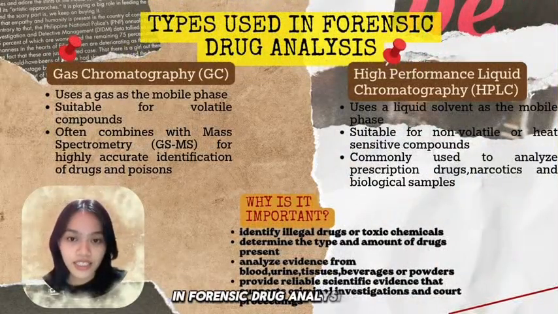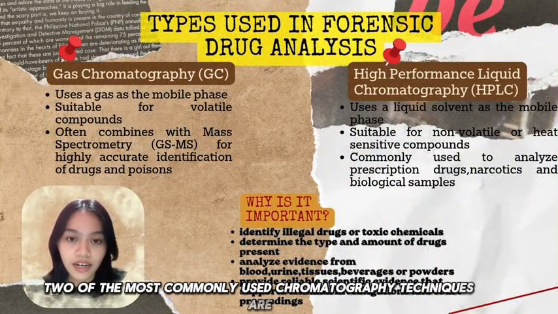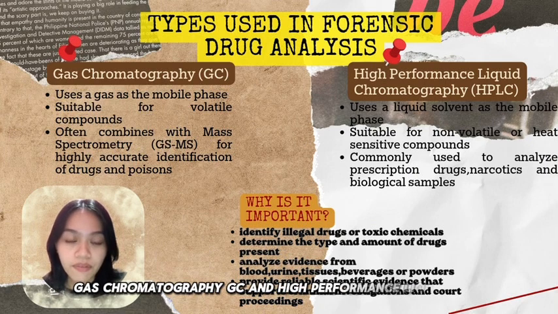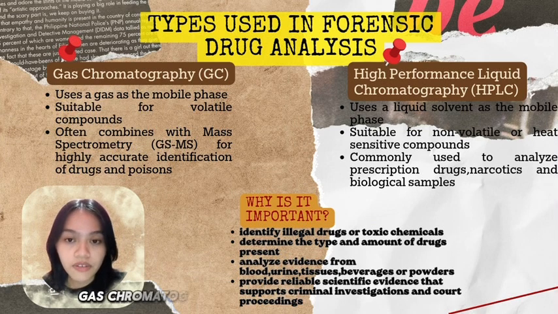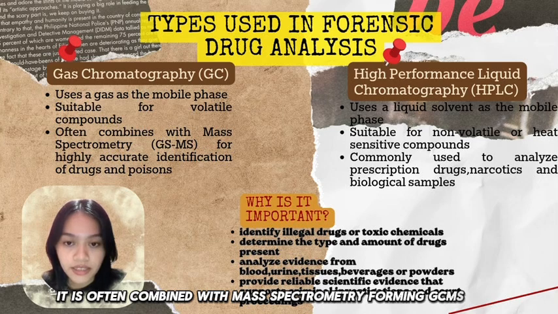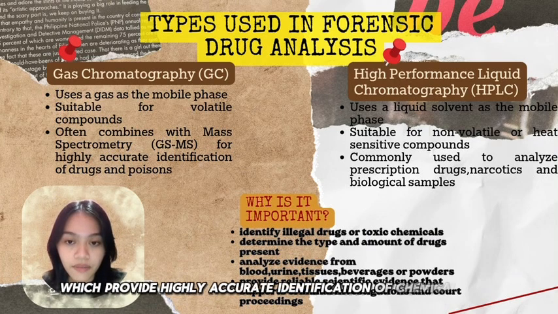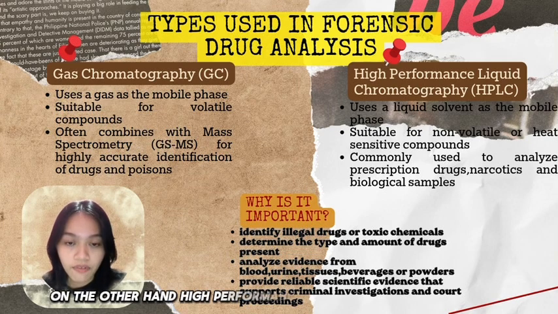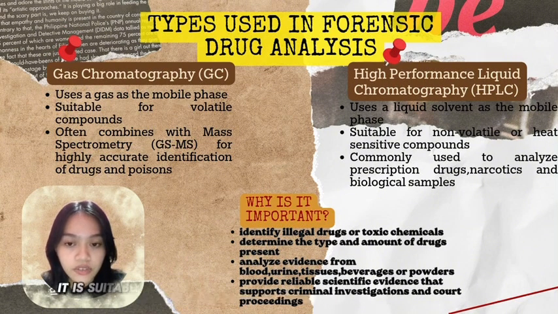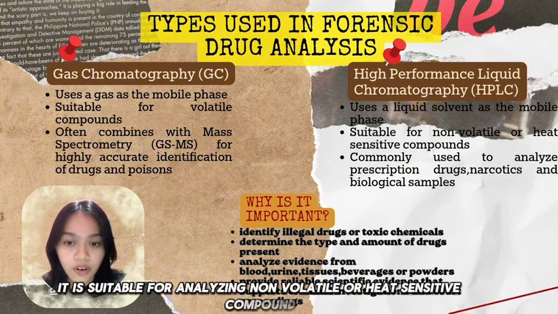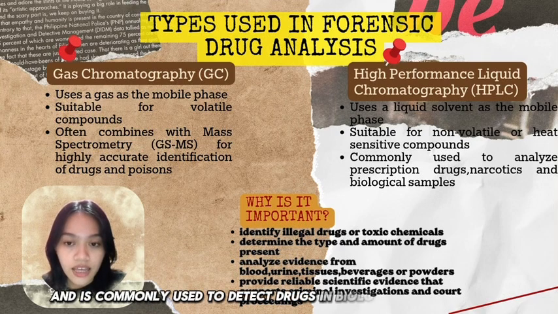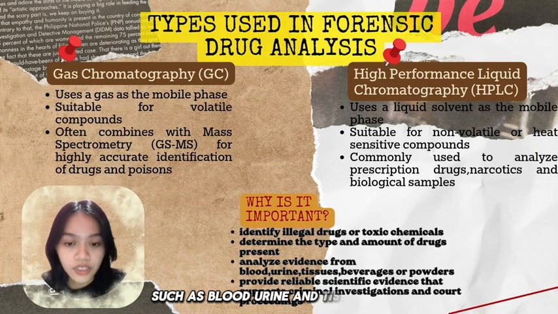In forensic drug analysis, two of the most commonly used chromatography techniques are gas chromatography (GC) and high-performance liquid chromatography (HPLC). Gas chromatography uses a gas as the mobile phase and is ideal for analyzing volatile compounds such as certain drugs and poisons. It is often combined with mass spectrometry, forming GC-MS, which provides highly accurate identification of chemical substances. On the other hand, high-performance liquid chromatography (HPLC) uses a liquid as the mobile phase. It is suitable for analyzing non-volatile or heat-sensitive compounds and is commonly used to detect drugs in biological samples such as blood, urine, and tissues.